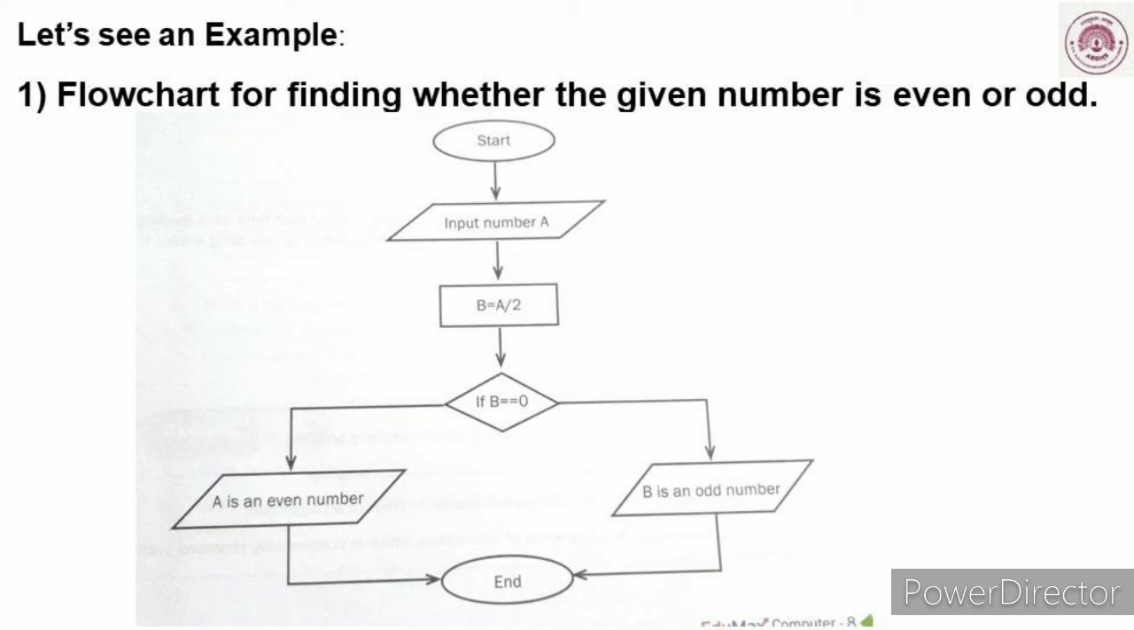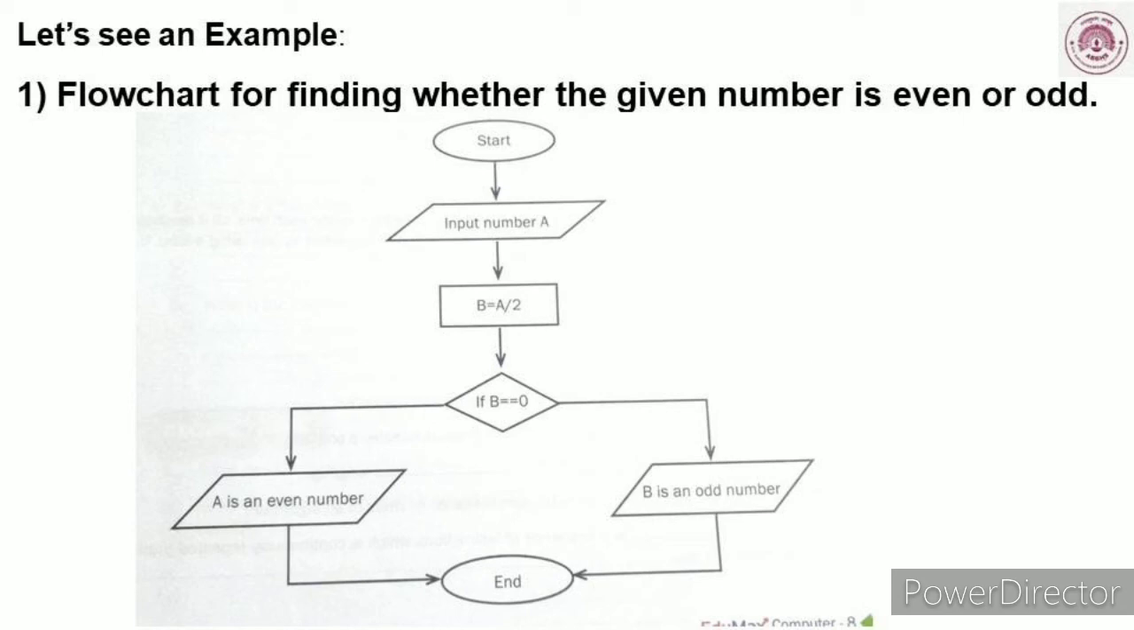Next is a decision box. Now what is written in the decision box? If B is equal to 0 or B is not a 0 number. So if B is 0, then A is an even number. If B is not 0, which means if the remainder is not 0, then A is an odd number.